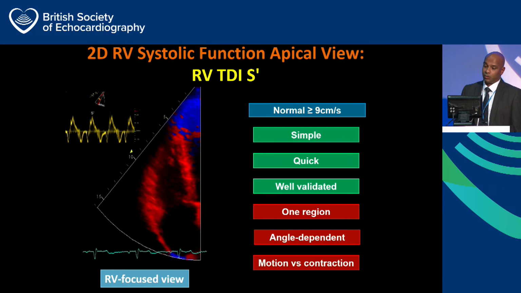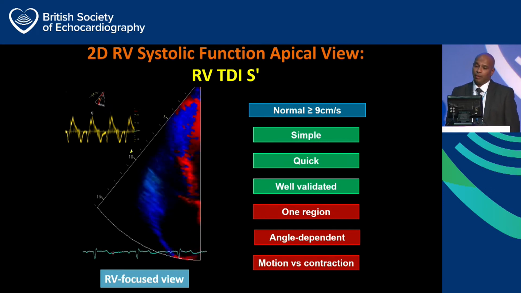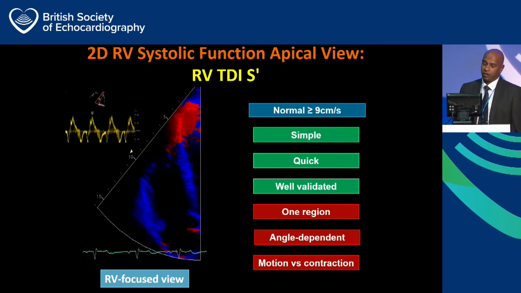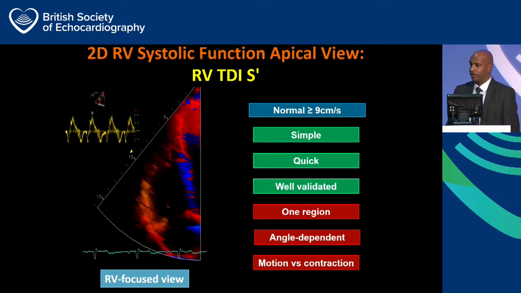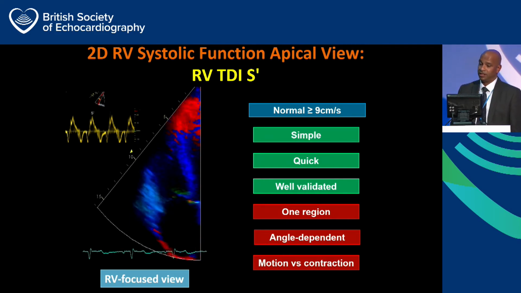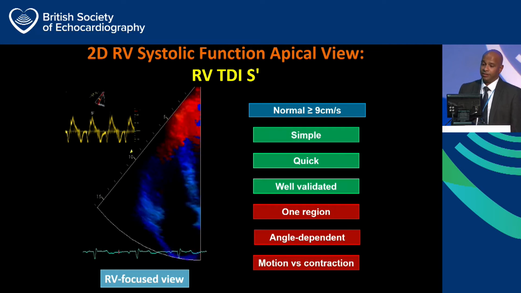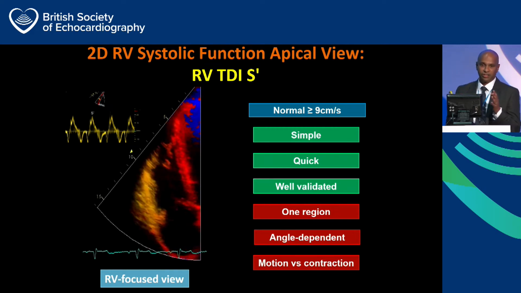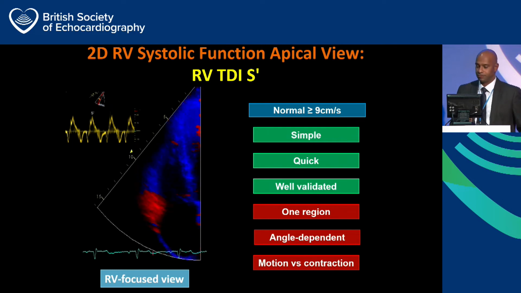In terms of limitations, it's one region only at the base. We don't really recommend measuring this in the mid or apical cavity because usually the quality of the Doppler trace is poor, and also variability is high, reproducibility is low. It's angle dependent, and it tells us about the velocity in line with the motion of the transducer rather than contraction. So it doesn't tell us much about radial function.